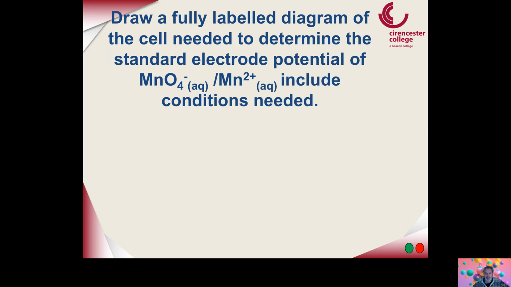So what I would like you to do is to stop the video, and we're going to need to draw a half cell. And how do you do the standard electrode potential of the manganate 7 Mn2 plus half cell? How do you work out what it is? I'll give you a hint. You might need to think about hydrogen.